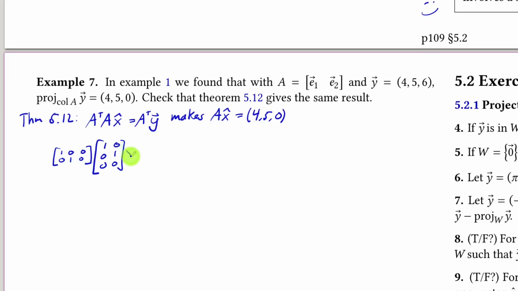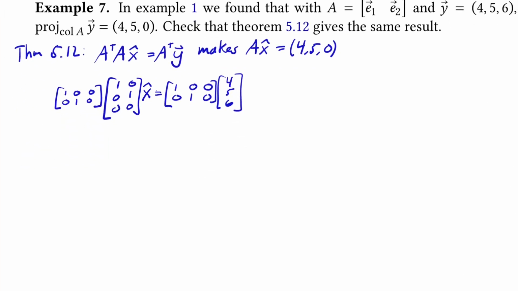And we want to get x hat times that equal to A transpose times y, like so. We just have to multiply everything out here. So this is a 2 by 3 matrix times a 3 by 2 matrix. It's going to end up being 2 by 2. Using the row column rule, you'll get 1 here, 0 here, and in column 2, we'll get 0 here, and then 1 down here. So that just gives you the identity matrix, which is nice.